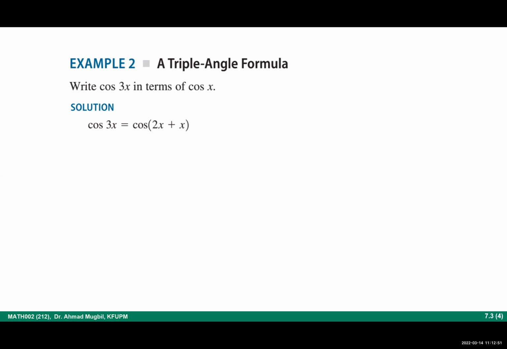What will you do next? You will apply the addition formula for cosine. Which one do you prefer to use? Because we have three for cosine 2x, you know? We have three of them: cosine squared minus sine squared, or 1 minus 2 sine squared, or 2 cosine squared minus 1. What do you think?